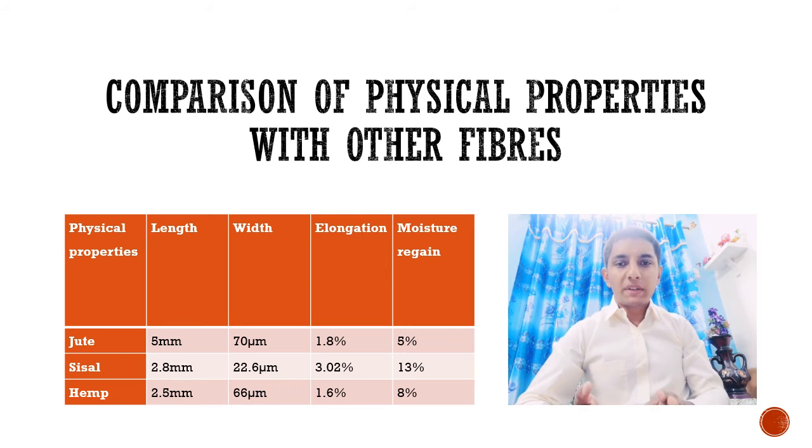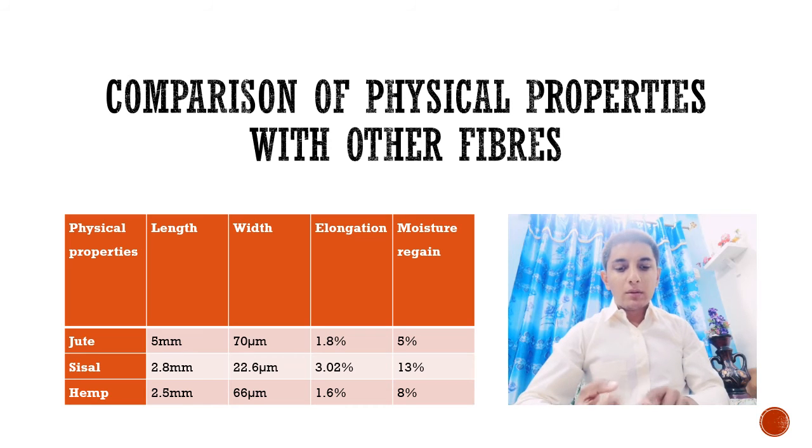Now we will discuss the comparison of physical properties between jute fiber and other fibers. We have two other fibers, sisal and hemp. We will discuss four different physical properties: length, width, elongation, and moisture regain.